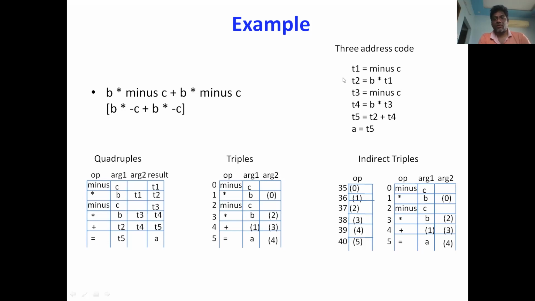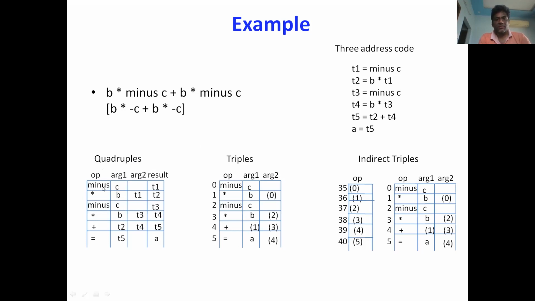Okay, now let us start with the quadruple representation of these three address codes. So what is the first expression? It is t1 is equal to minus c. So what you need to do is, minus c is a unary operator.